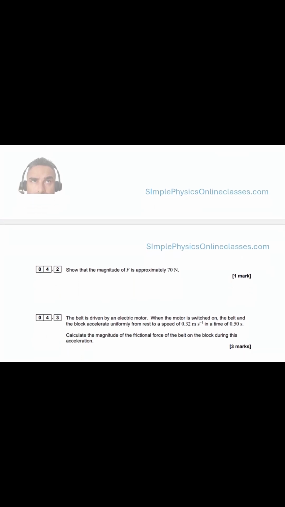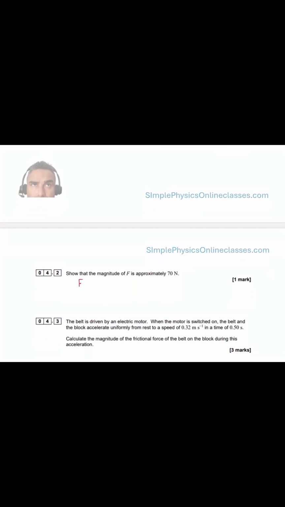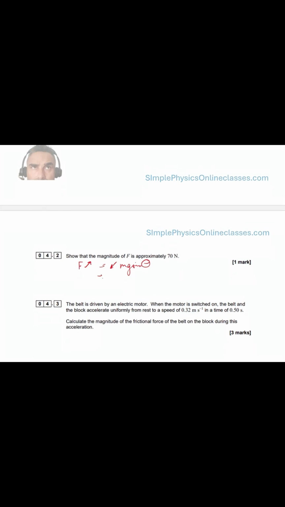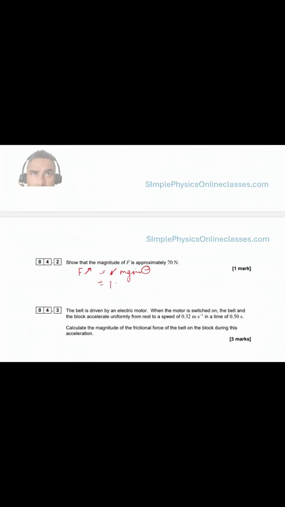Okay, so let's have a look then. Show that the magnitude of F is approximately 70 newtons. So F, force upwards, must equal force downwards, which is mg sine theta. Why is it equal? Because it's at rest. The sum of the forces, or resultant force, is 0, Newton's first law. So let's just put your numbers in. What was the mass? 19. So 19 times 9.81 times sine 23. That gives you 72.8 or 73 newtons. So I guess you could argue it's approximately 70 newtons.